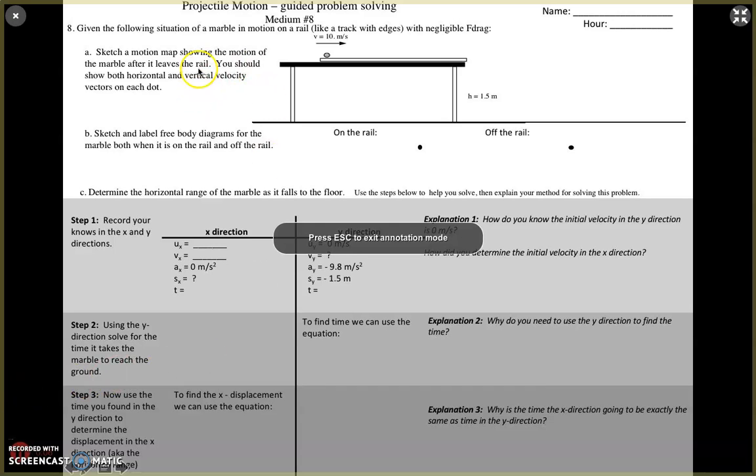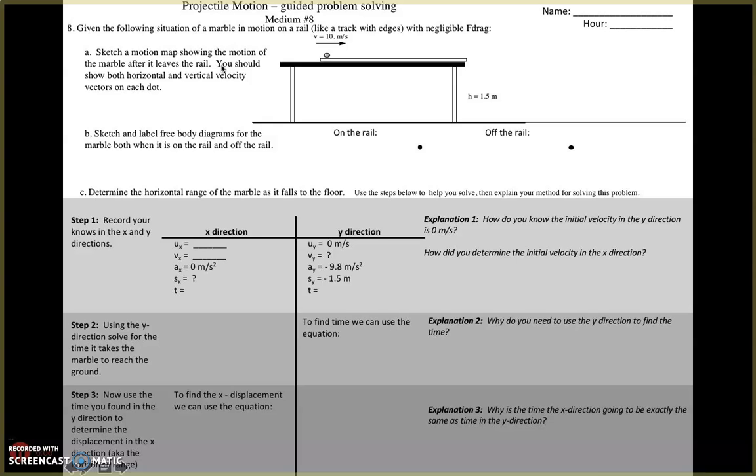This assignment this week is looking at a projectile motion problem. In our problem, we have a marble that's rolling along a track on a table, gliding along this track. There's negligible drag force, which means negligible air resistance. We can also say friction is negligible too. Negligible means it doesn't matter. We want to start off by sketching a motion map of the situation.